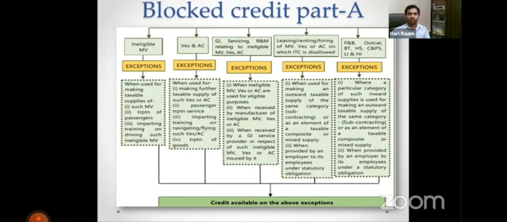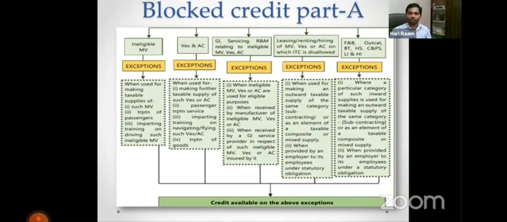Driving school alone is taken, and we have to understand it: navigation and flight training for their customers. Then general insurance service, repairs and maintenance, here exceptions are there. What the exception means: for the same motor vehicle, vessels and aircraft, any general insurance, servicing, repairs and maintenance will never be eligible for credit. Credit can be taken only for the exceptions; everything else is ineligible, blocked.